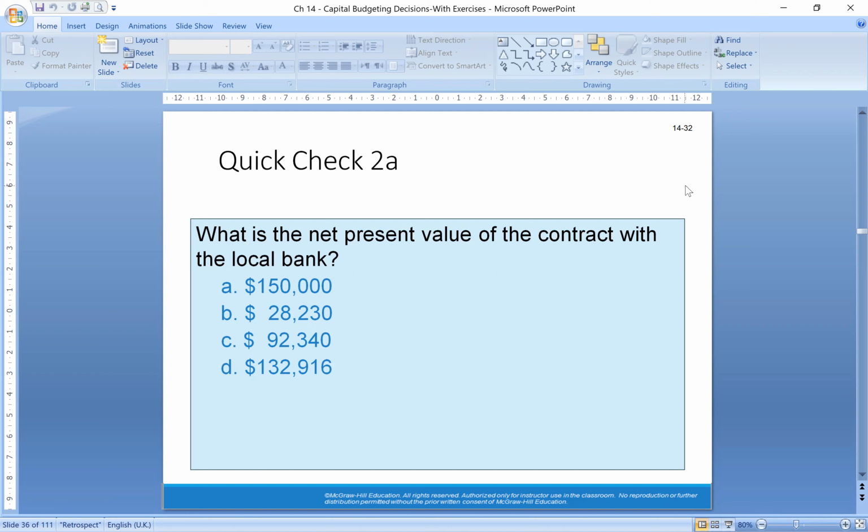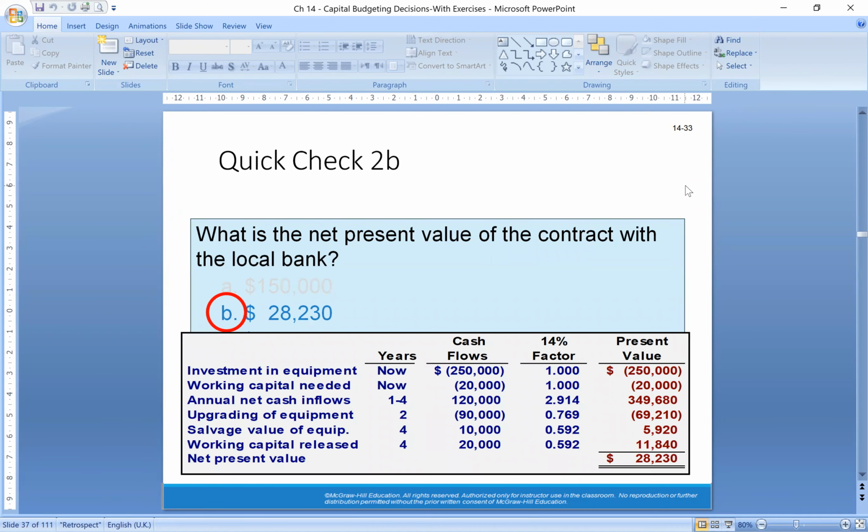We have to calculate it, so we need to prepare this table. The table includes all the cash outflows and all the cash inflows. Investment in the equipment required now for $250,000. The factor will be 1. Why? Because the time is 0. The time is 0 now. So 250 between brackets. Working capital needed 20,000 also now, time is 0. Annual net cash inflows $120,000.